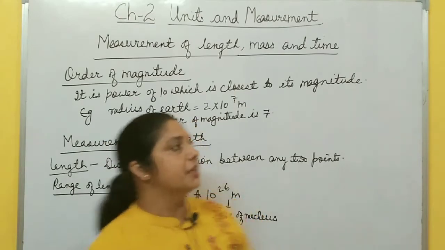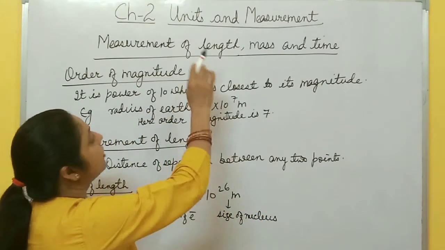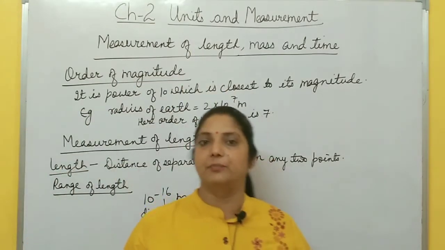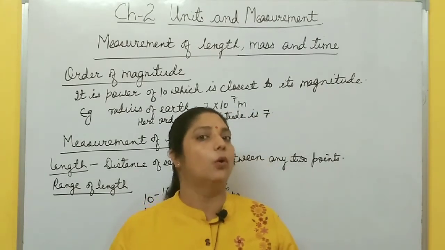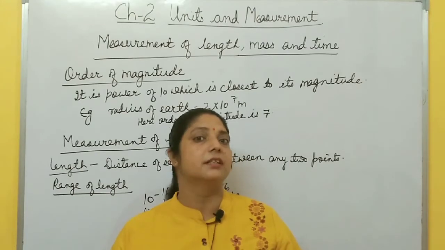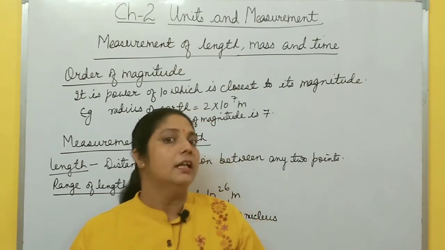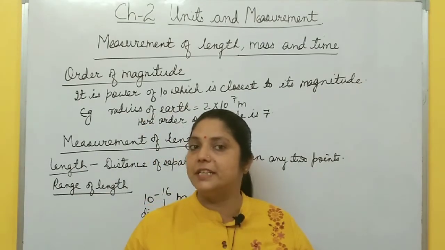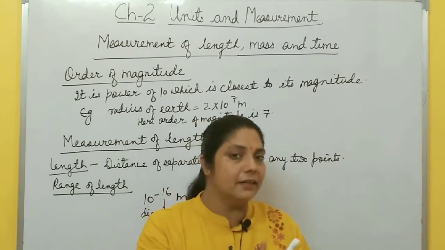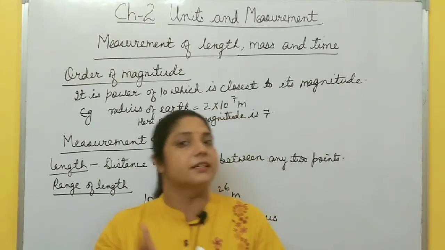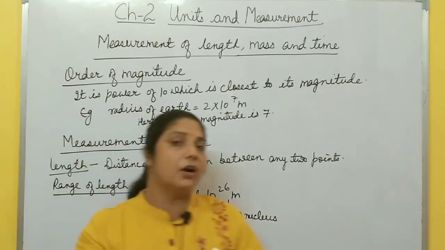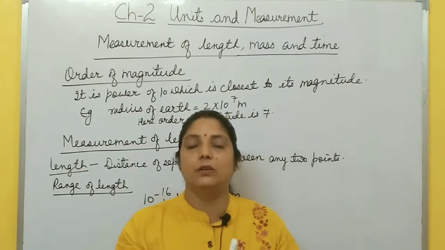Today in this lecture, we will discuss measurement of length, mass and time. In the previous lecture, we already discussed physical quantity, those quantities which can be measured. There are mainly two types of physical quantity. One is fundamental physical quantity, or you can say base physical quantity, and another one is derived physical quantity, which depends on the fundamental physical quantity.